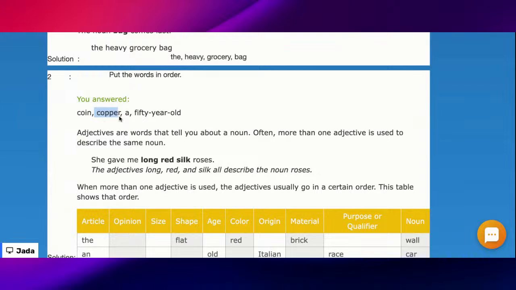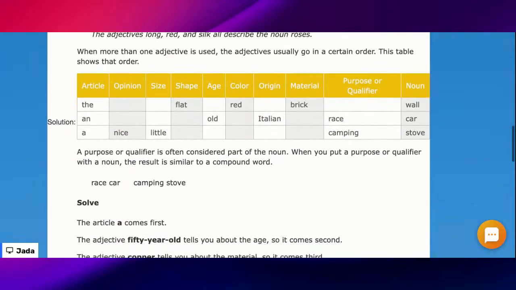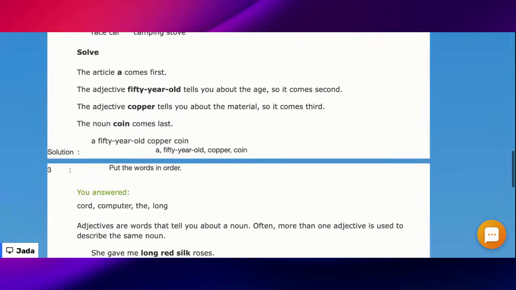We have coin, copper, a, 50-year-old. Now how do we put this together? We know that the article would come first. Then the adjective, 50-year-old, comes next, telling us the age. Copper, which is the material, comes next, and coin comes last. A 50-year-old copper coin.